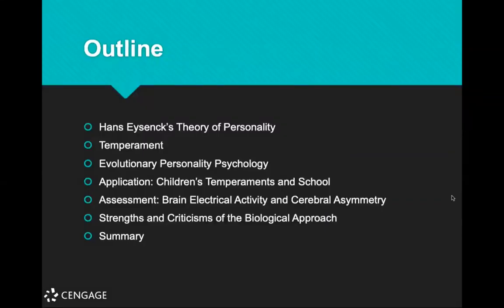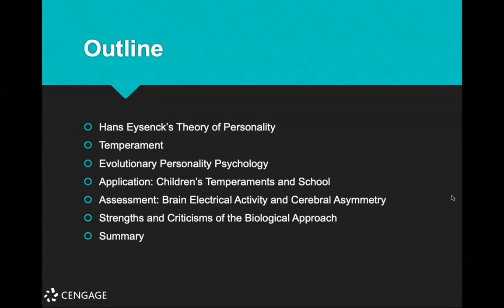So the outline for the presentation is going to be: first, we will look at Hans Eysenck's theory of personality. We'll look over the idea and theory of temperament. We will look at evolutionary personality psychology's ideas towards personality traits and personality development. And then we'll look at the application value of children's temperaments in schools and the research behind that.